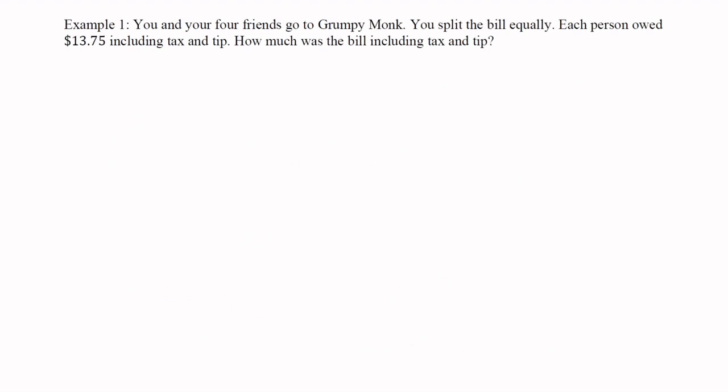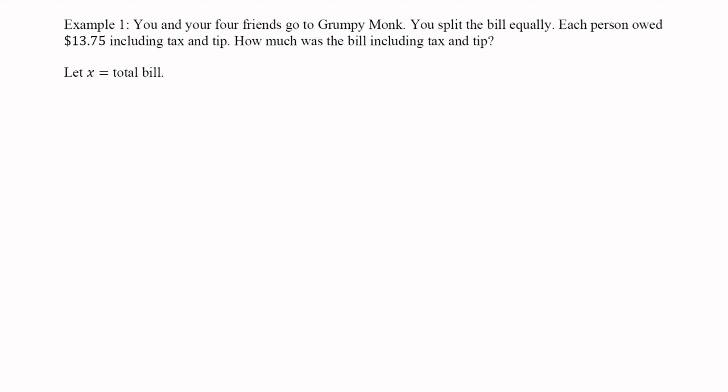You and your 4 friends go to Grumpy Monk. You split the bill equally. Each person owed $13.75. That includes tax and tip. How much was the bill including the tax and the tip? So we want to find out what the total bill is. That's our variable. Now we're going to model this.